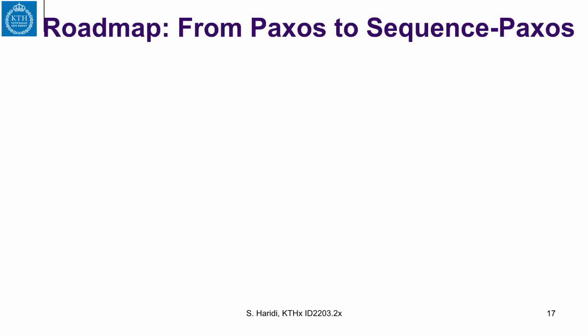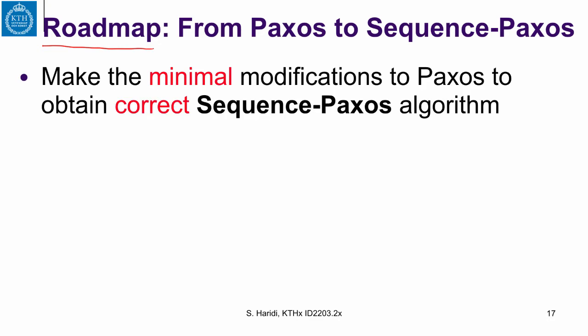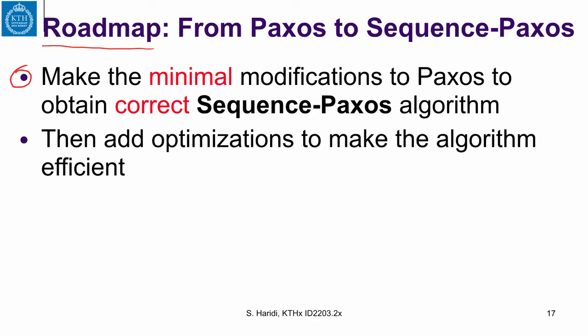So here is the roadmap from Paxos to Sequence Paxos. We will make the minimal modification to Paxos to obtain a correct Sequence Paxos algorithm. Then we add optimizations to make the algorithm efficient while preserving correctness.